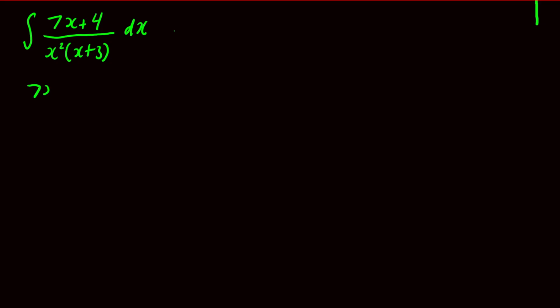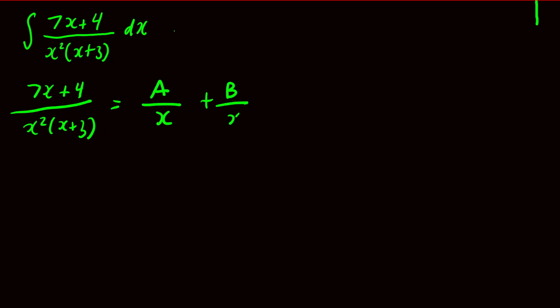So it'd be (7x plus 4) over x squared times (x plus 3). I'm just rewriting the integrand. So now, like we said, it's going to be A over x, because that's one factor of x, plus B over x squared plus C over x plus 3.